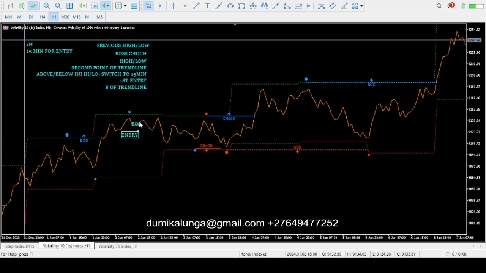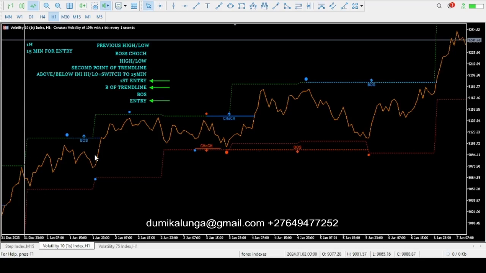This is how it's going to be every day, for better or worse, for a win or a loss, but we're going to stick to these rules. So we're going to have three entry points: the first entry, then a second entry after the break of trend line, and then the third entry. So this is how it's going to be.